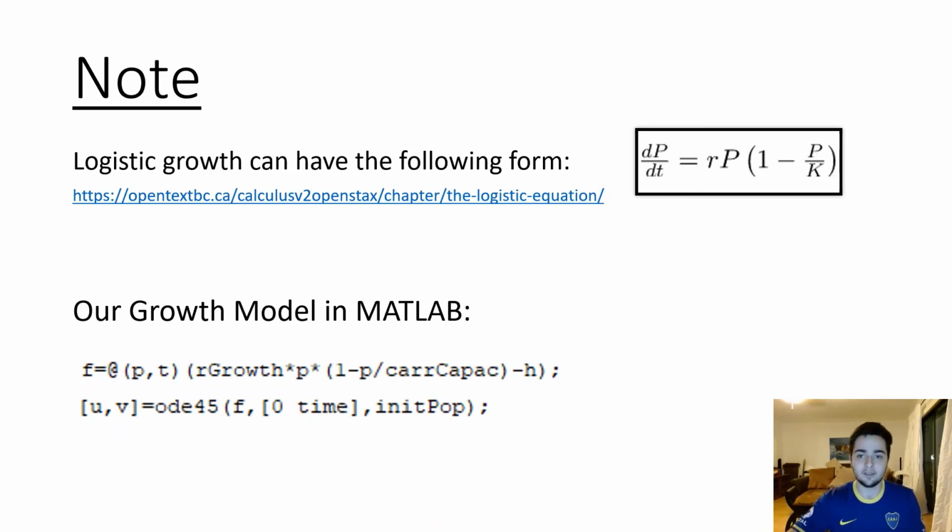And that's what this will help us do. This is a formula I found from an open source Calculus 2 textbook from the University of British Columbia. It shows that if we know the rate of growth of any population and the carrying capacity of the population, we can create a differential equation to model population change. And that is what we are going to be implementing in MATLAB in this line over here.